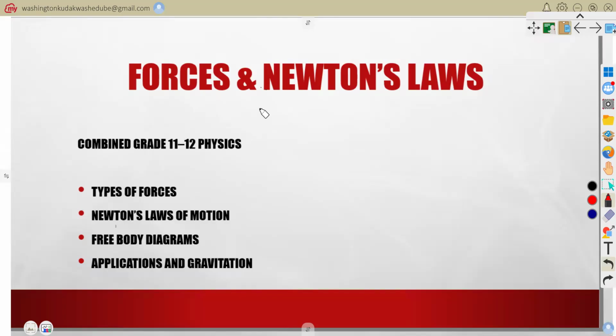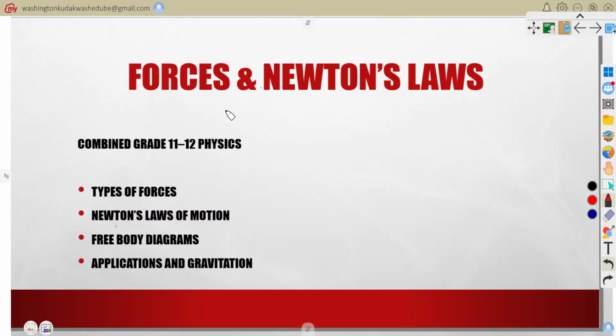So today we are going to start with a topic that you refer to as forces and Newton's laws. We are going to look into the types of forces, Newton's laws of motion, free body diagrams, and the applications in gravitation. We will do a bit of revision because this topic was done in grade 11 in depth.